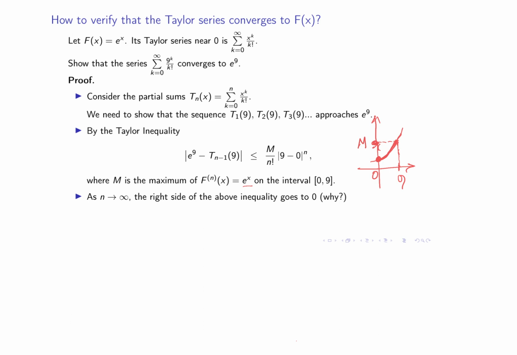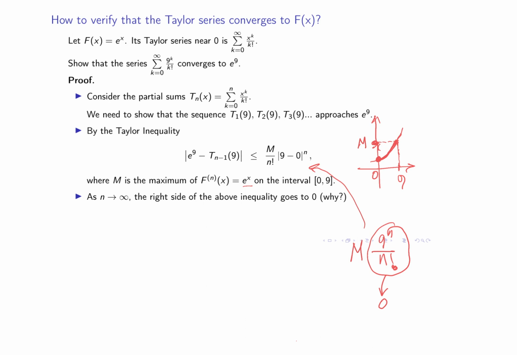So what happens when n goes to infinity? What is the right side here? This right side is effectively a constant multiplied by 9 to the n divided by n factorial. Now, the term 9 to the n over n factorial goes to 0. Why does it go to 0? Intuitively, n factorial grows much faster than an exponential function. Why is that? Where does it come from?